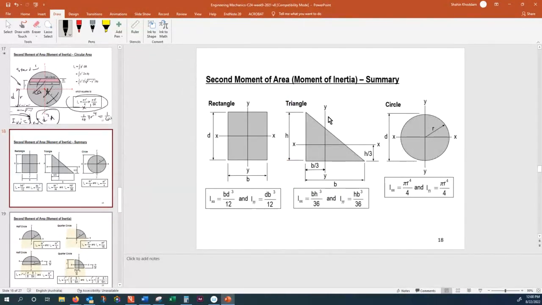That is a standard. This is a standard. This is a standard. Why are they standard? Because they are passing through the CG.